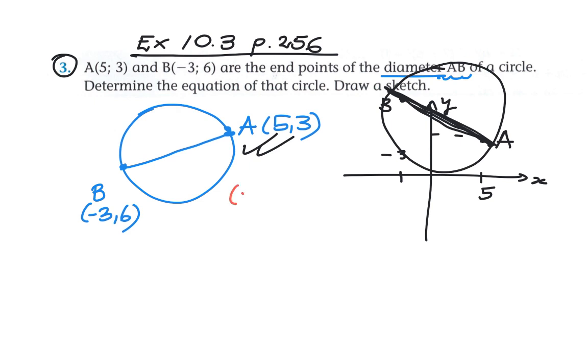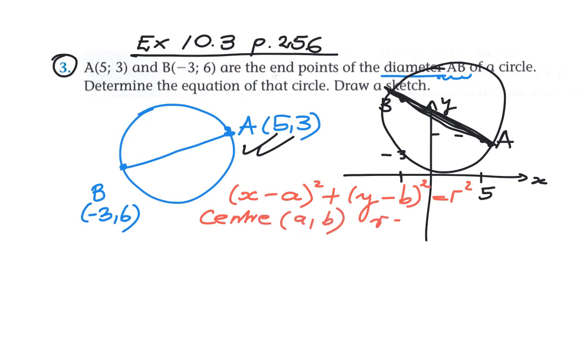How to find the equation of a circle? Well, we know that the equation of a circle must be in the form (x minus a) squared plus (y minus b) squared equals r squared. So what do I need? I need the center of the circle, the coordinates a and b, and I need the radius of the circle. Right, so let's look at what we are given again.